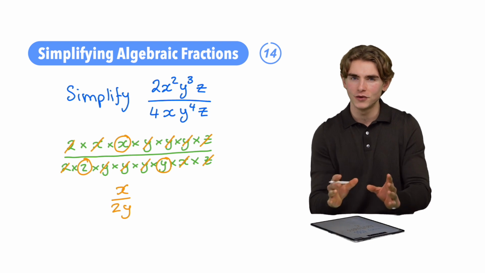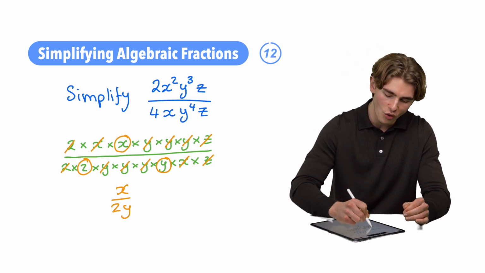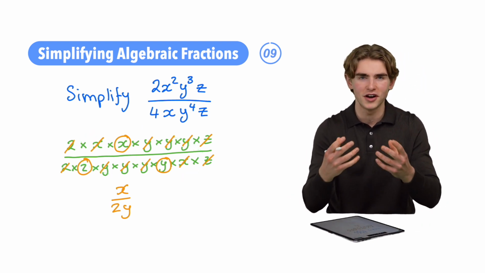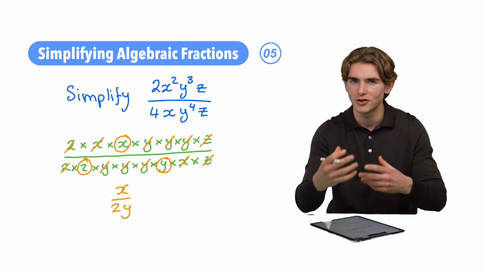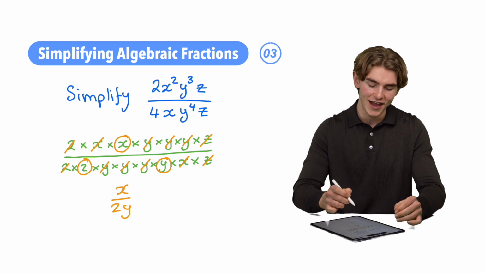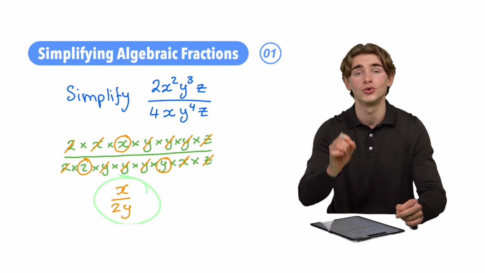Now, I know a few of you might be thinking we didn't have to write all of that out, and you are right. We could have just done it using our knowledge of the laws of indices. However, I wanted to illustrate it just for the understanding. Our answer, guys, x over 2y.